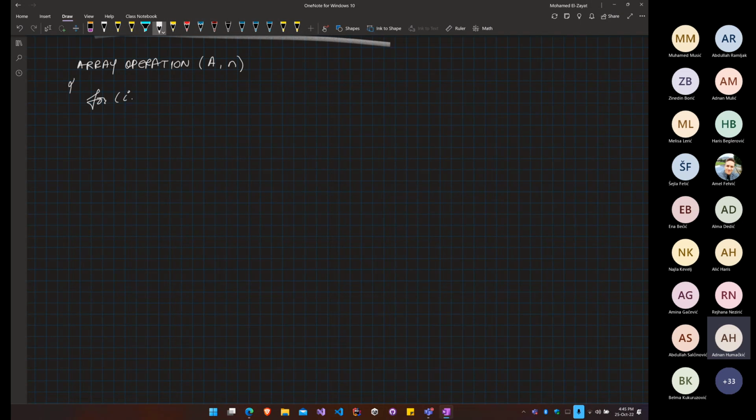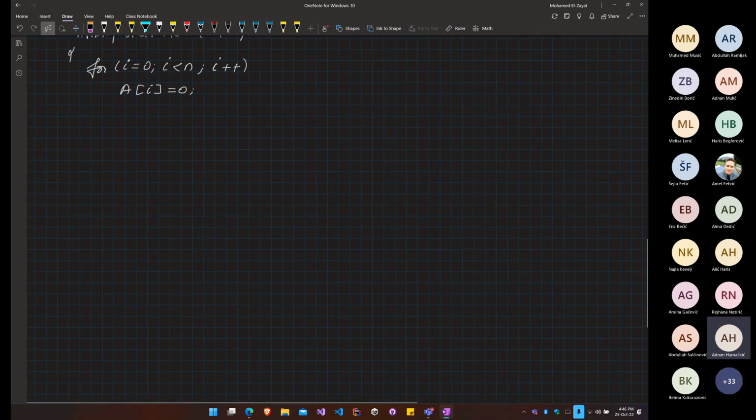For i equals 0, i is less than n, i plus plus. And here, I'm just simply saying i equals 0. Then we move on. We have another for loop. We're going to call this i as well, equals 0, i is less than n, i plus plus.